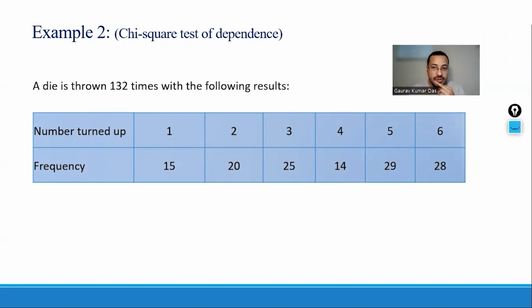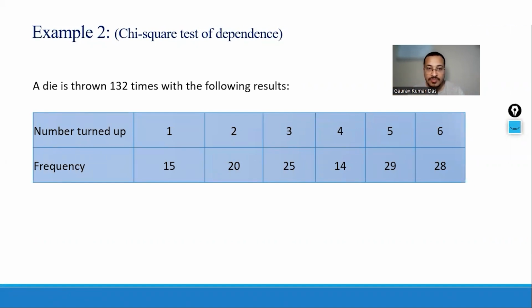A die is thrown 132 times with the following results. Number turned up, and frequency. Basically, we're throwing a die 132 times. The number of trials is 132, and the numbers turned up are these 6, the sample space.